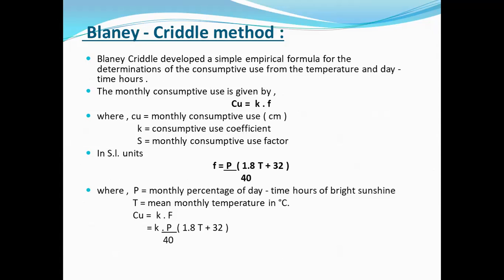In SI units, the monthly consumptive use factor F is equal to P divided by 40, multiplied by (1.8 T plus 32), where P is the monthly percentage of daytime hours of bright sunshine and T is the mean monthly temperature in degrees Celsius. Putting this factor into the equation, Cu equals K multiplied by P multiplied by (1.8 T plus 32) divided by 40.